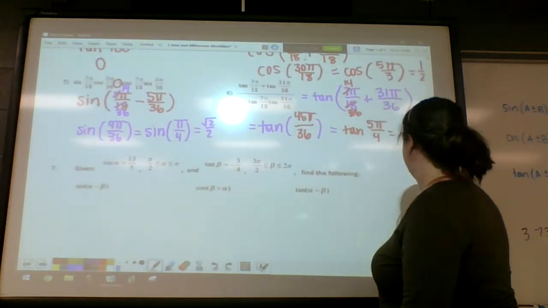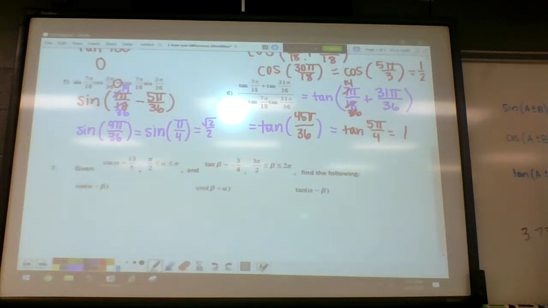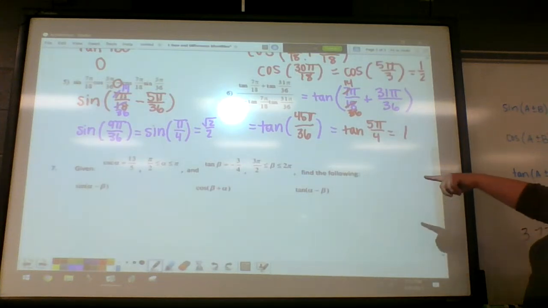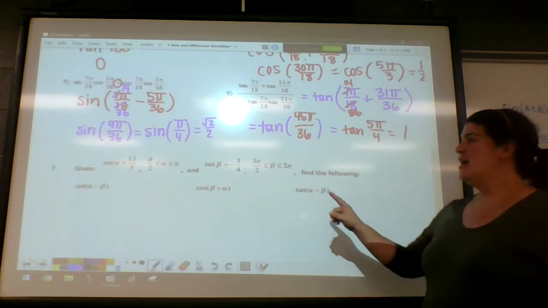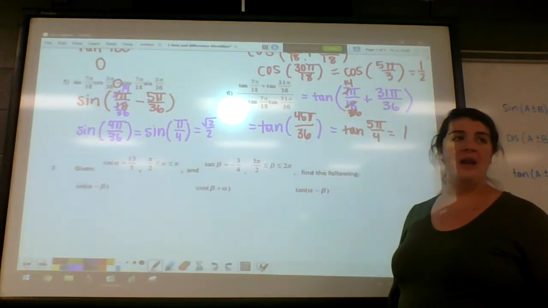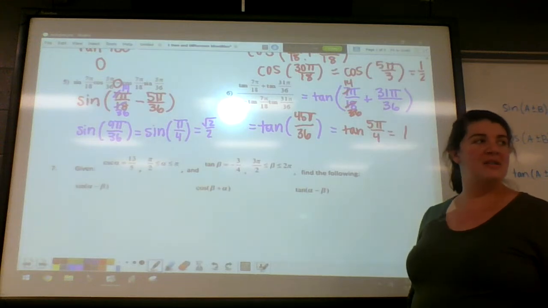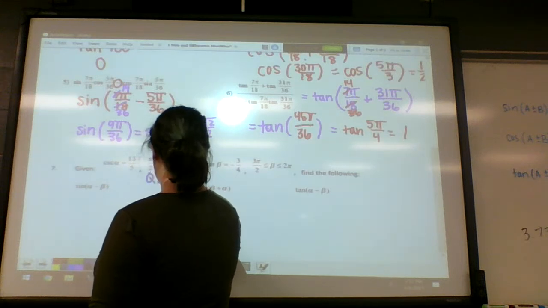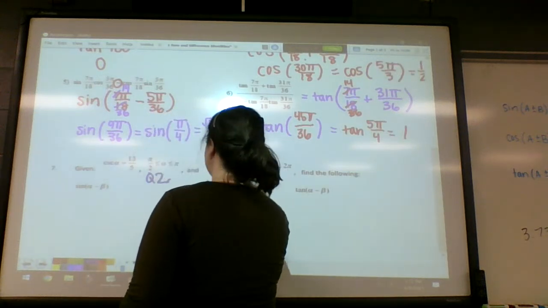Down at the bottom. This one's kind of unique because they give you a bunch of information. They say the cosecant of alpha, that's a Greek letter alpha, standing for an angle, is 13 over 5. And it says that alpha is between pi over 2 and pi. So what quadrant does that put alpha in? Pi over 2 and pi, where does that live? That's quadrant 2, right?